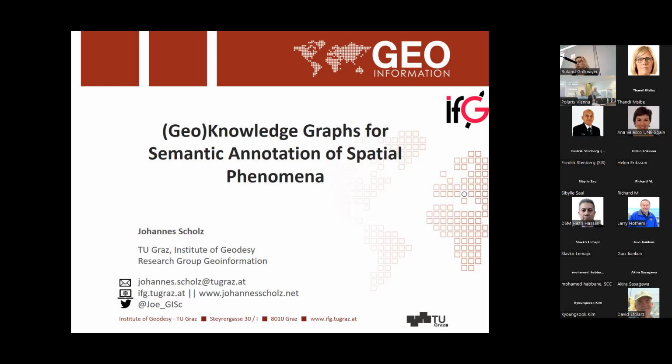Johannes is an associate professor at the University of Technology in Graz, and he is the head of the Geoinformation Research Group in the Department of Geodesy and Geoinformation. He's also part of the Division Geographic Information Science in the Austrian Academy of Sciences. His research focuses mainly on geosemantics, spatial linked data, geo-knowledge graphs, and geo-artificial intelligence, which is one of my favorites. He's also interested in spatial optimization and spatial agent-based modeling and simulation. Today, he will be explaining more about using knowledge graphs for the semantic annotation of spatial phenomena. Thank you.